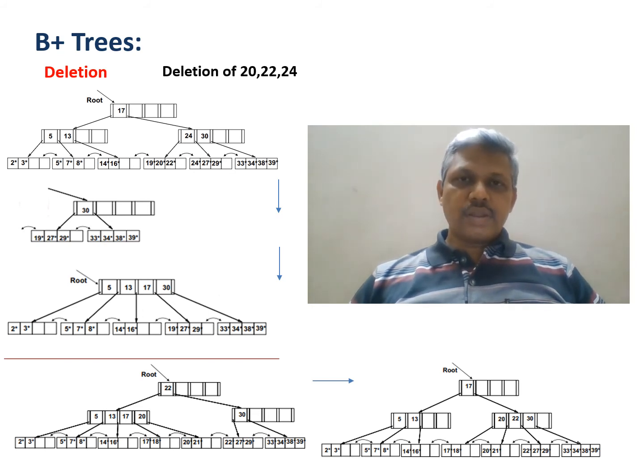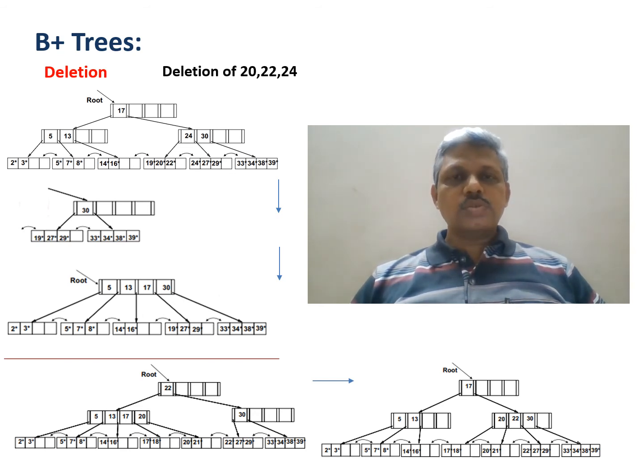If you remove the entry 20, 22 can be moved forward into that location. Now the data node consists of 19 and 22, and still the occupancy is 50%, so there is no problem with that. We can stop there. That's the first case, removal of 20.